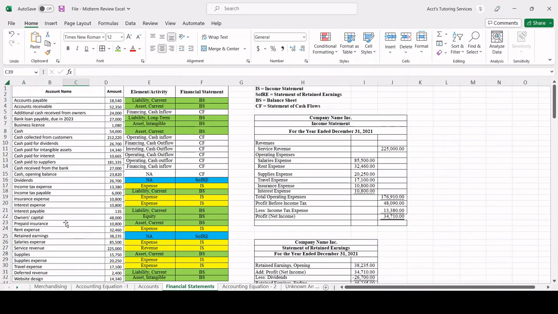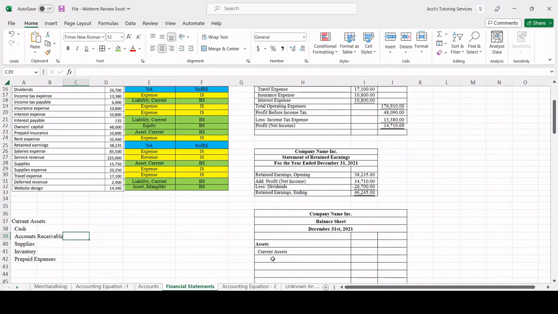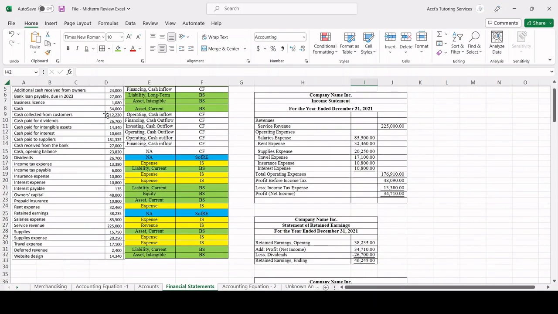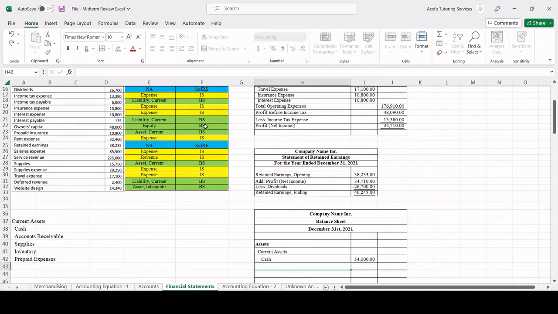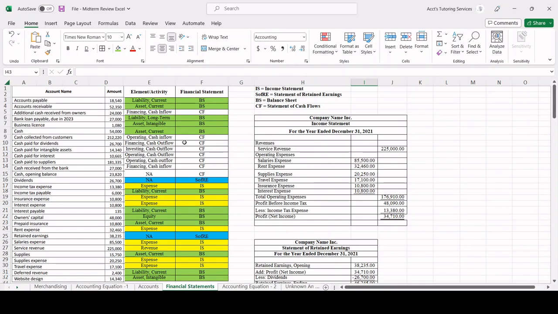This is very important. So we're going to first start off with cash first. So I'm going to indent this 5 times now. Press space 5 times. 1, 2, 3, 4, 5. Cash. And cash is simply going to be 54,000. Okay. Next is going to be accounts receivable. So accounts receivable, 1, 2, 3, 4, 5. And this is going to be 52,350.